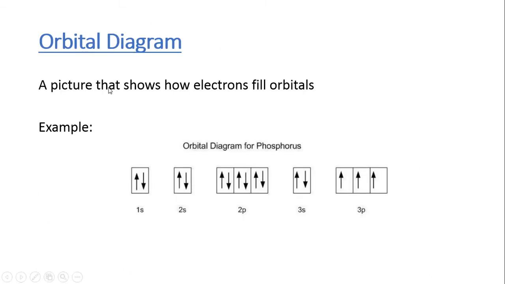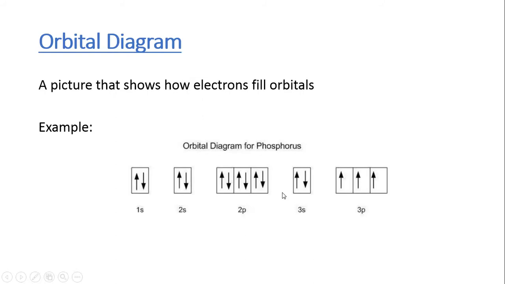Now we're going to talk about how to draw orbital diagrams. An orbital diagram is a picture that shows how electrons fill orbitals. The example below shows an orbital diagram for phosphorus. So notice that the electrons are represented by arrows. Notice how many arrows are in each box, the directions the arrows are facing, and try and predict how these orbitals are actually filled.